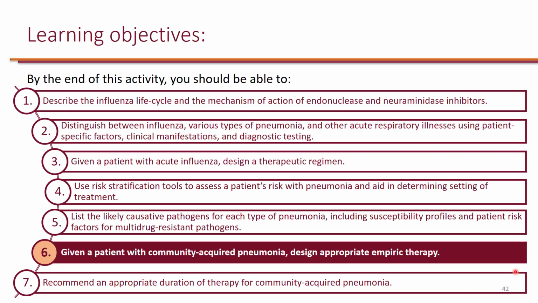We have looked at different types of pneumonia. We have used different risk stratification tools to assess patients' risk with pneumonia and aid in determining setting of treatment. And we have also looked at causative pathogens for different types of pneumonia. Now, given a patient with community-acquired pneumonia, design appropriate empiric therapy.